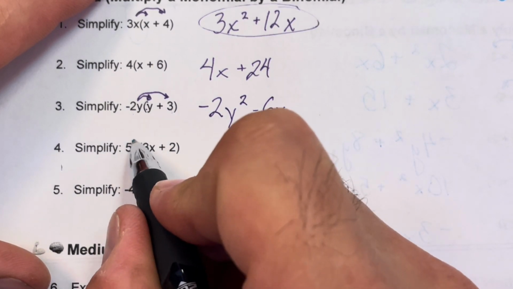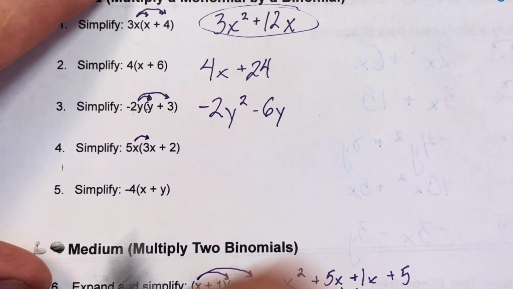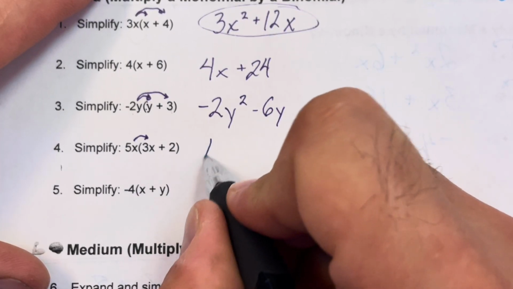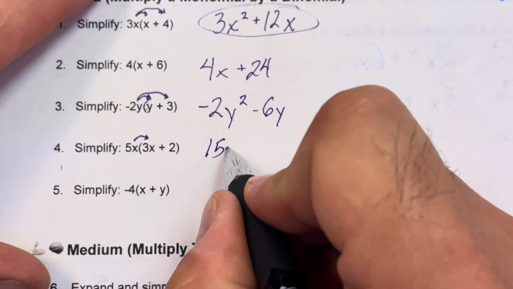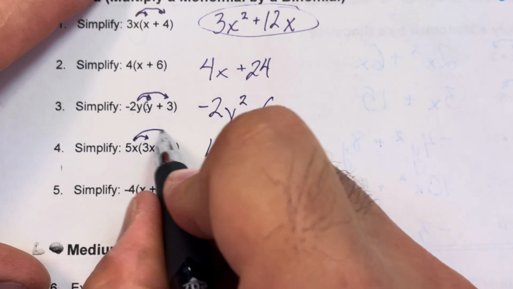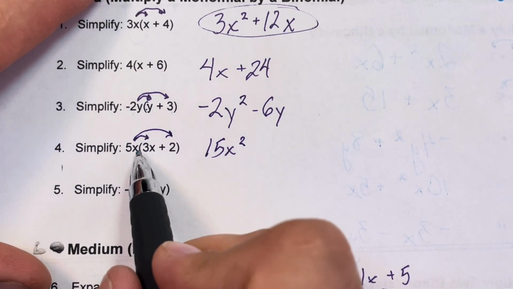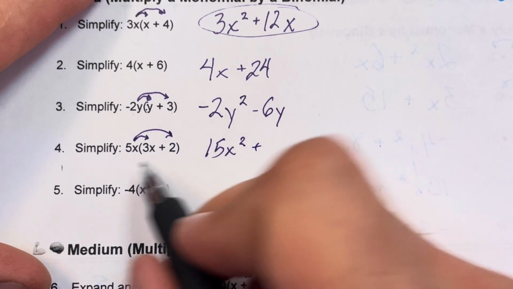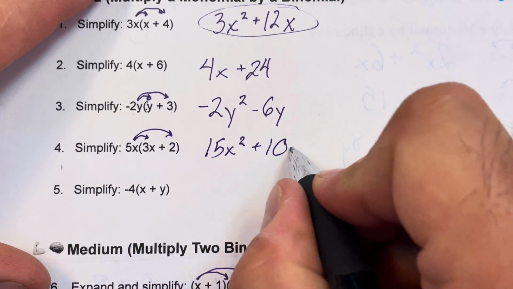Down here, again, we're going to do 5x times 3x. That is 5 times 3 is 15, and x times x is x squared. So we get 15x squared is the first part. Then we multiply the second part. 5x times 2 would be, well, 5 times 2 is 10 with an x added on.